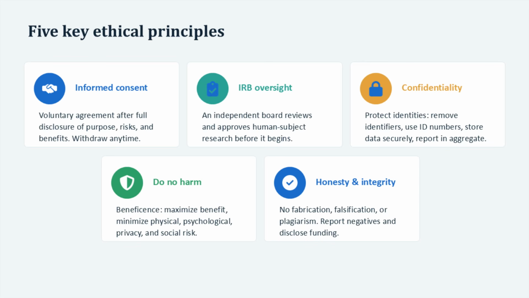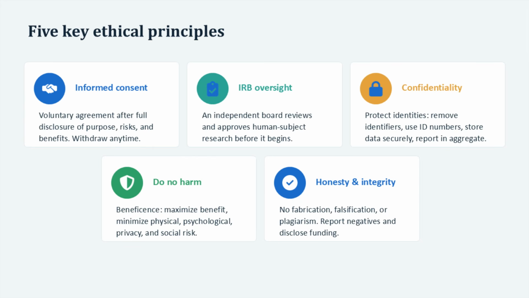And researchers should disclose important conflicts of interest, including who funded the study, so other people can evaluate the evidence for themselves. So those 5 principles are informed consent, IRB oversight, confidentiality, do no harm, and honesty and integrity. Together, they form the backbone of responsible research.